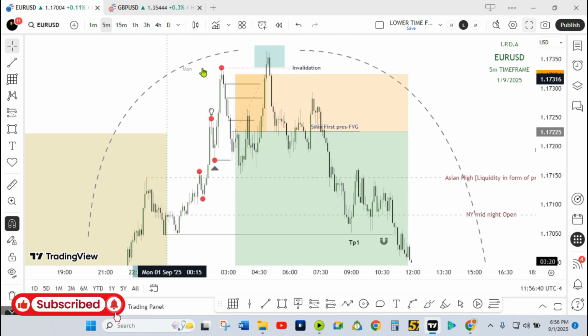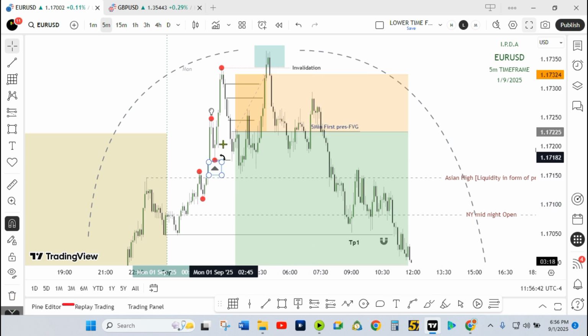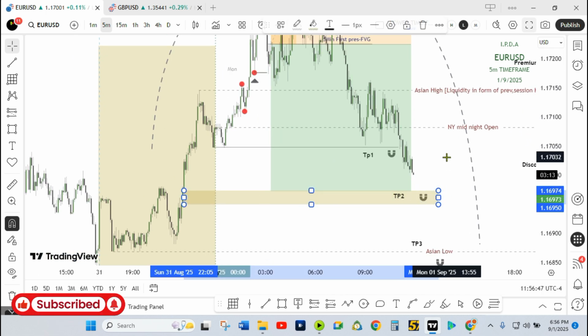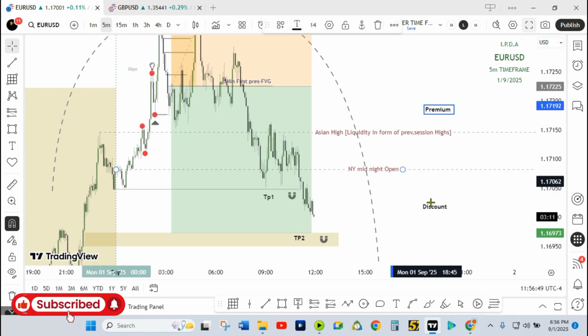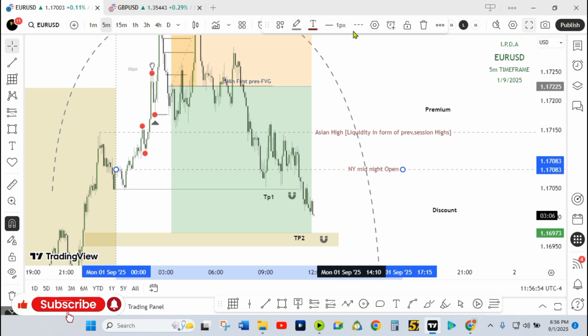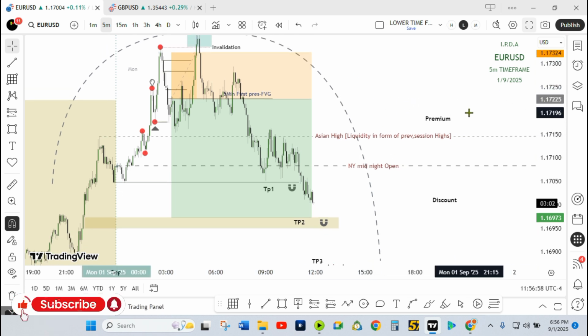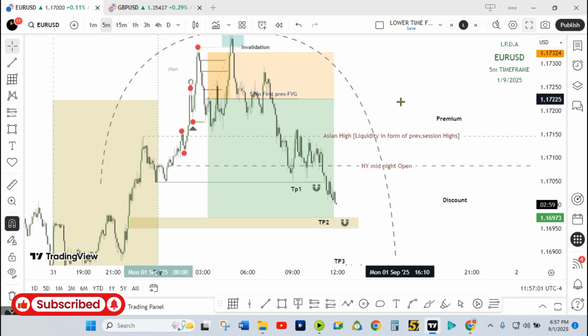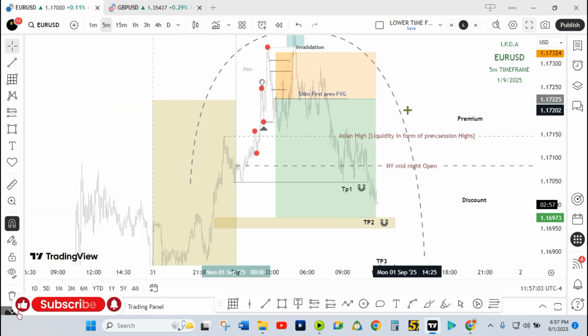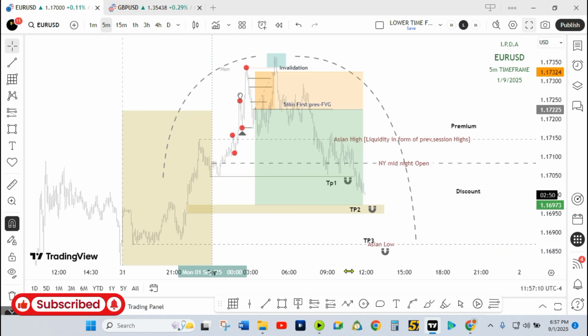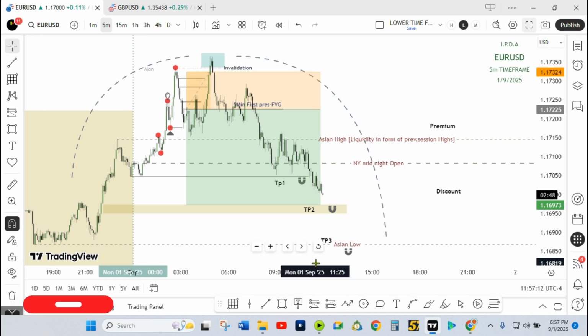So you can see how this market delivered from this high to this fair value gap, from the premium to the discount relative to the New York Midnight Open. And that's how I'm trading, bro. Every day, I won't change my system. I won't change, and I'll never change my approach. I don't need daily bias. I don't need whatever you think about. I just need to understand the premium and discount and the previous session highs and lows.